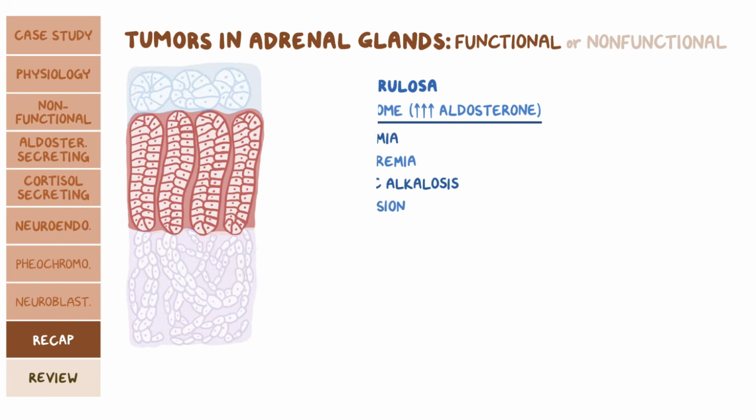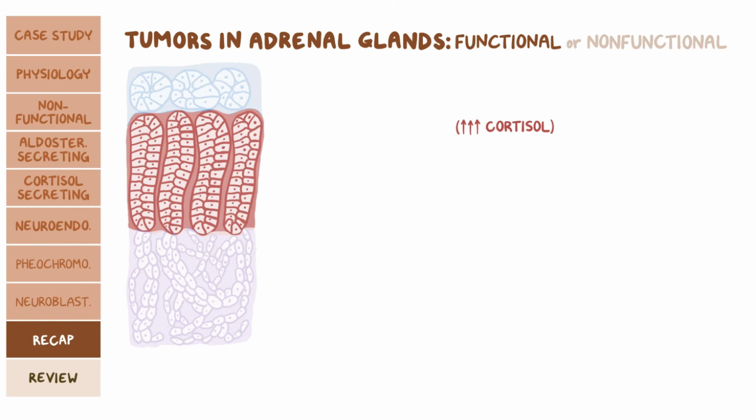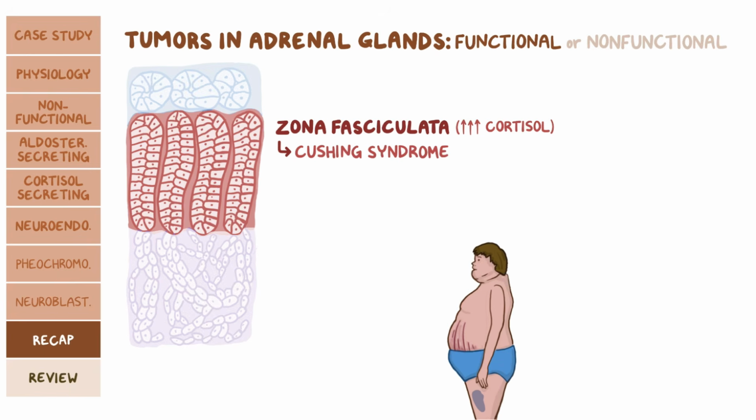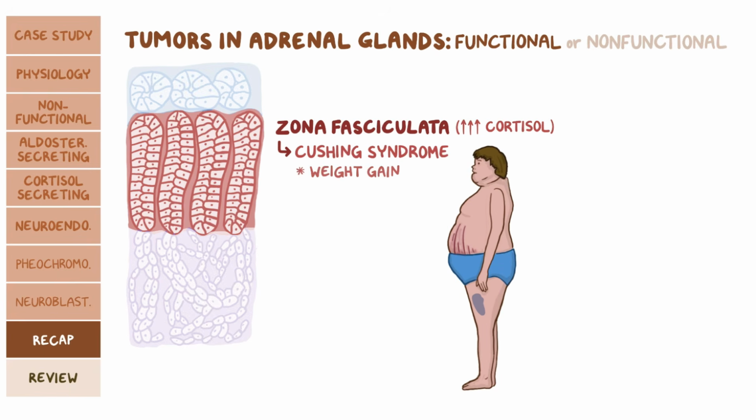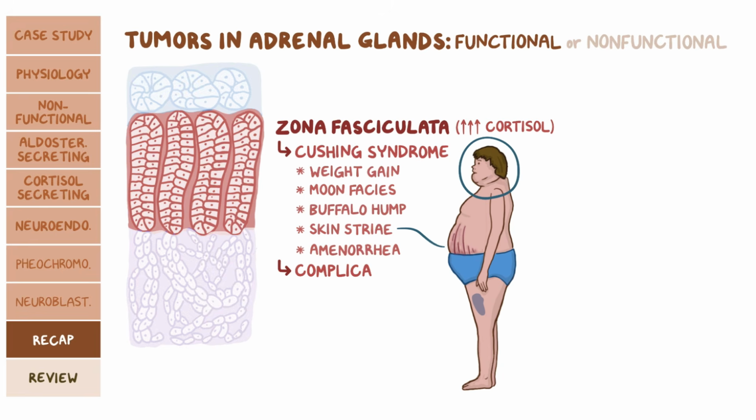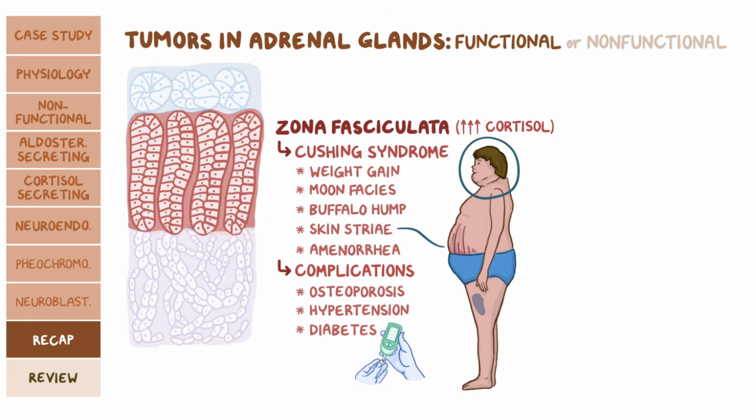When it comes to tumors that secrete cortisol, they typically originate in the cells of the zona fasciculata, and they cause Cushing syndrome. Common symptoms include weight gain, moon facies, buffalo hump, skin striae and thinning, and amenorrhea. Complications include osteoporosis, hypertension, and diabetes. Common neuroendocrine tumors include pheochromocytoma and neuroblastoma.